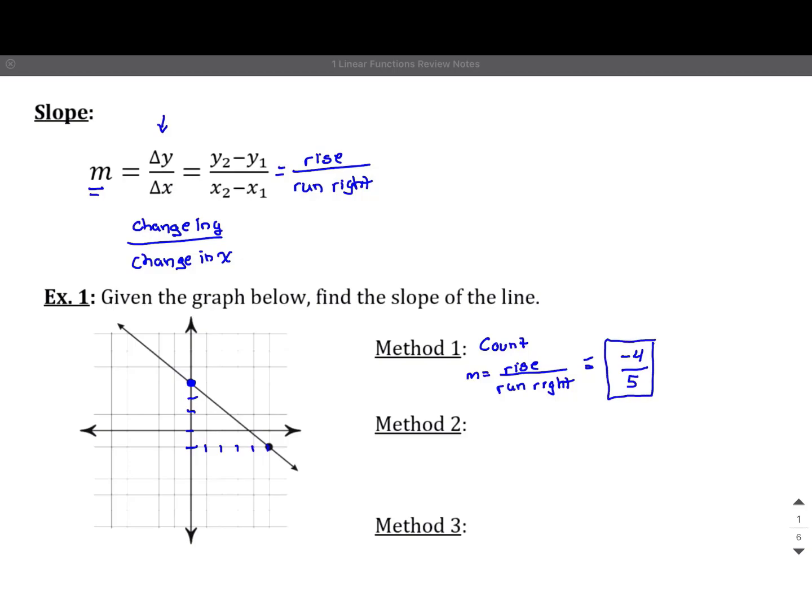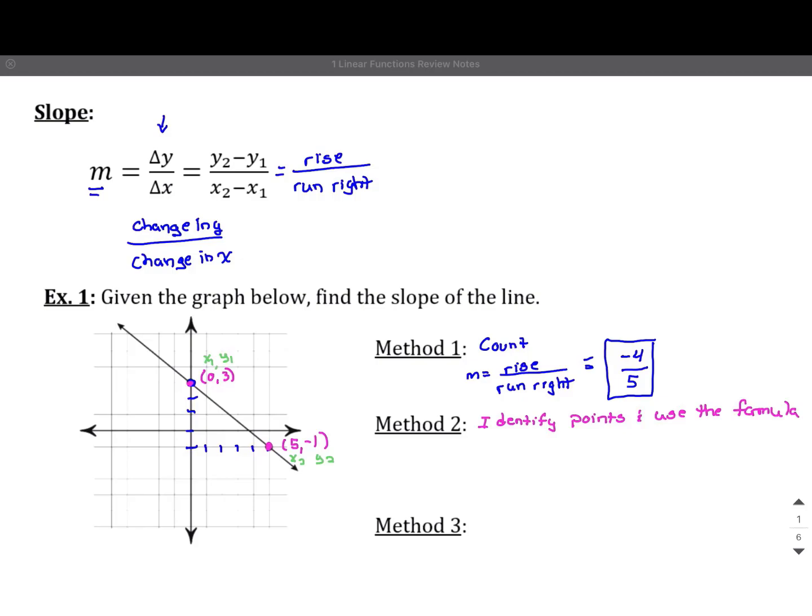Now there is another way we can do this. Another way is to identify points and use the formula. So if I look at this graph, this point up here is the point (0, 3), and this point over here is the point (5, -1). That means that this is my x1 and my y1, and this is my x2 and my y2.